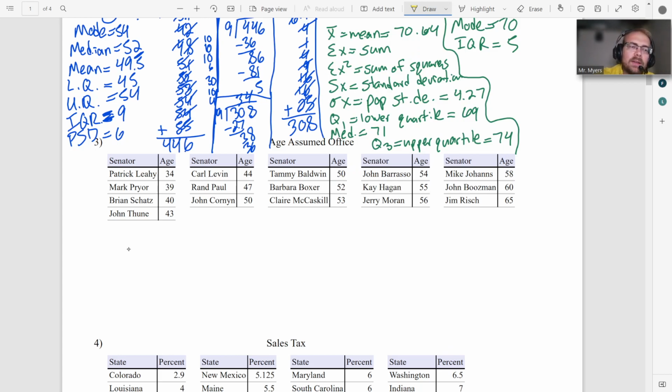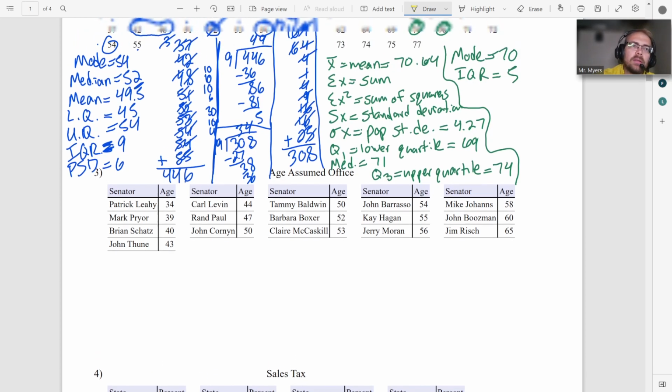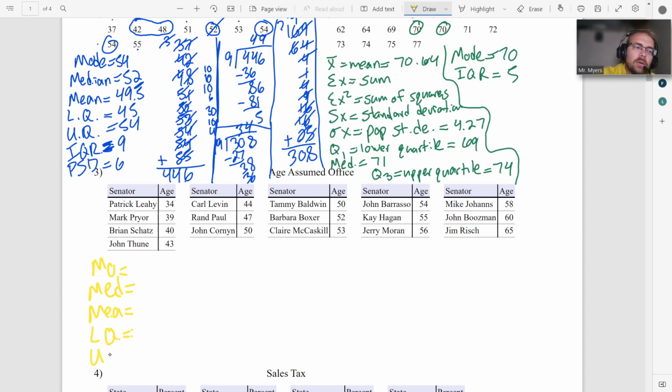Okay, so we want all the things, right? And actually, I have them all right here, right? We want mode, median, mean. So let's just list it all out. So let's say mode, median, mean, lower quartile, upper quartile, and the interquartile range, and the population standard deviation.